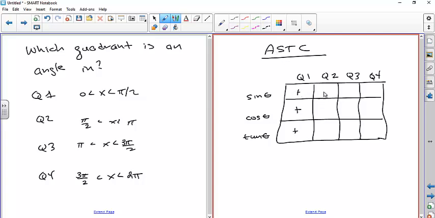Second quadrant, the sine's positive. Third quadrant, the tangent's positive. Fourth quadrant, the cosine's positive. They either have to be positive or negative. So if they're not positive, they're negative.